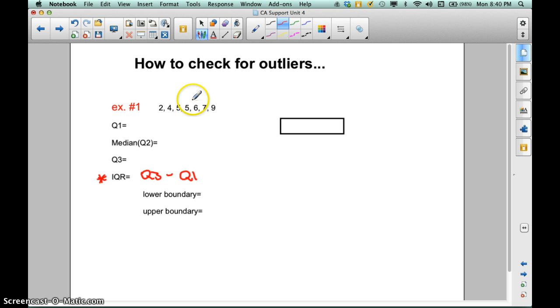I start by finding the median, the middle of these. They're already in order, and I can see that the median is 5. All right, the middle of my lower half is going to be 4, and that's my first quartile. The middle of my upper half is 7, and that's quartile 3. So I have my third and first quartiles. I can now figure that my interquartile range is Q3 minus Q1, and that gives me an interquartile range of 3.